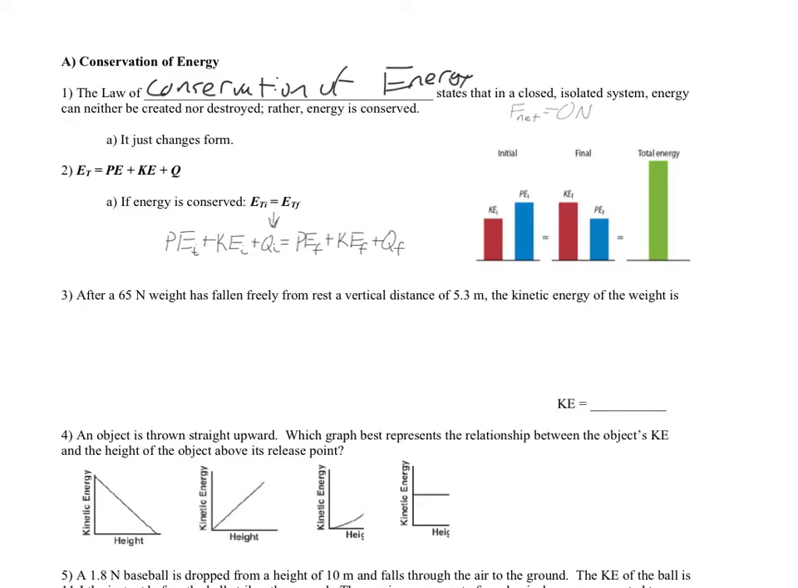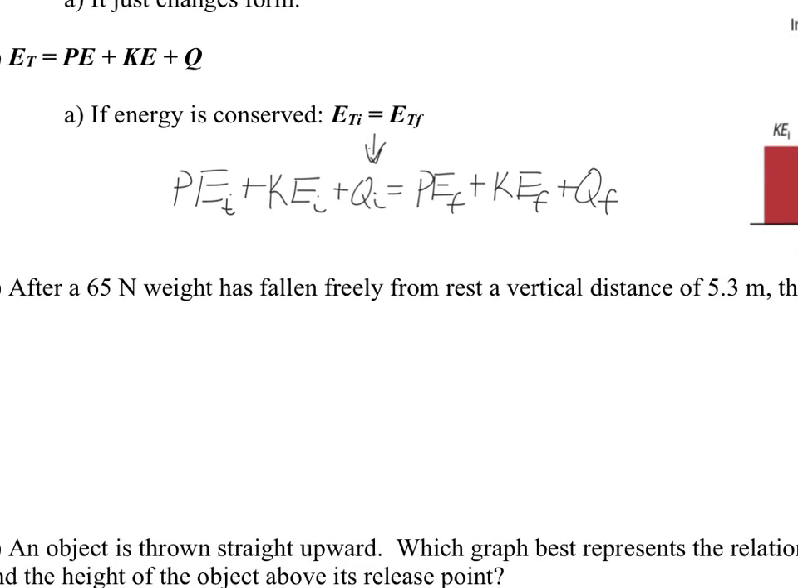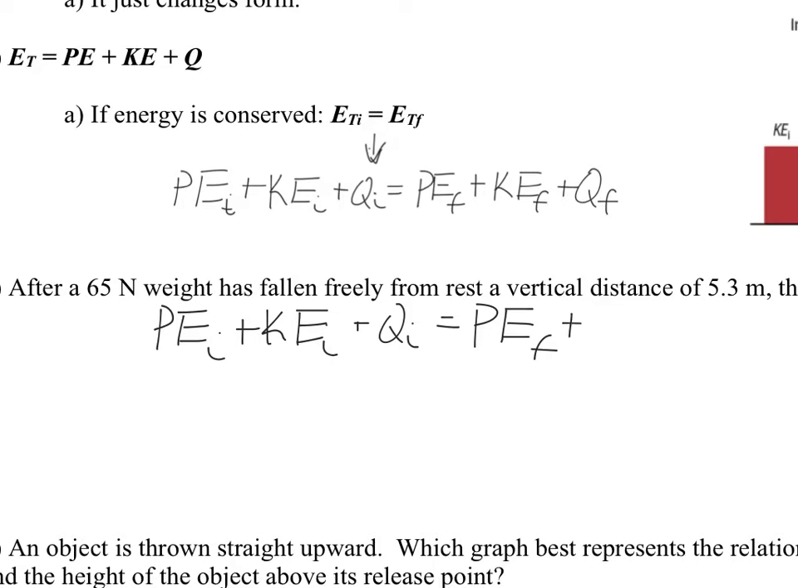So let's start with our conservation of energy equation. I'm just going to copy it and bring it down here. Potential energy initial plus kinetic energy initial plus Q initial equals potential energy final plus kinetic energy final plus Q final. Now, there's no mention of any sort of friction in the system, so we can assume that all the Q values are 0. There's no internal energy, there's no friction, nothing like that.